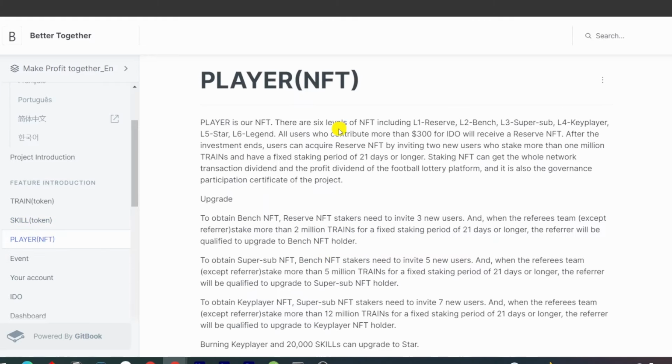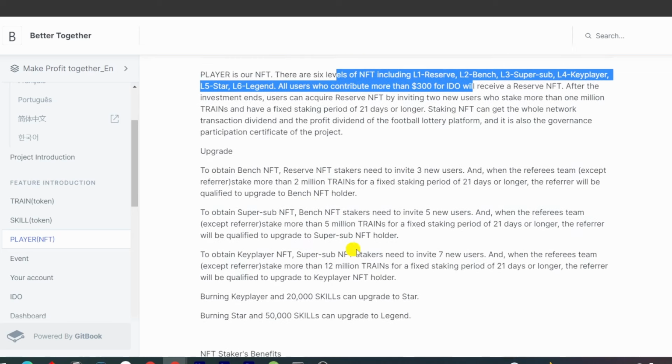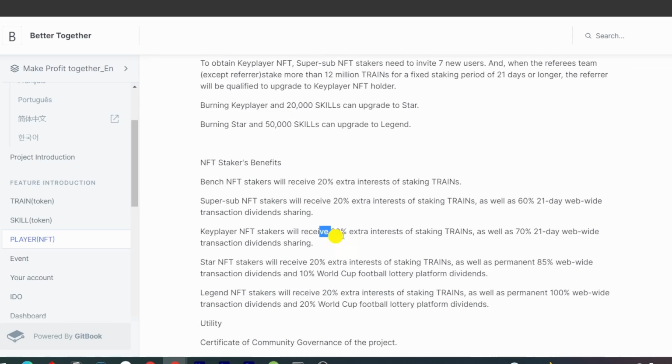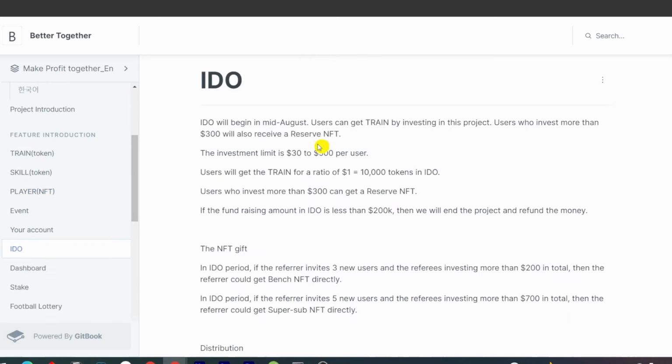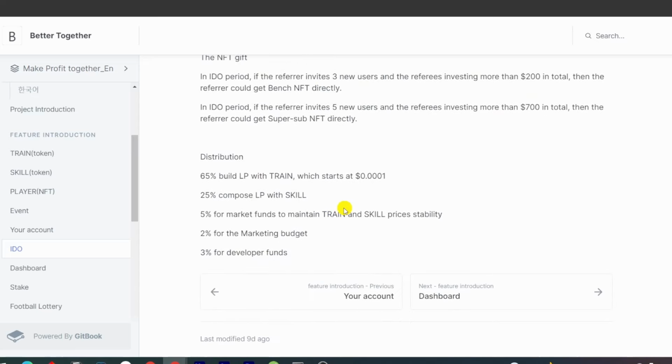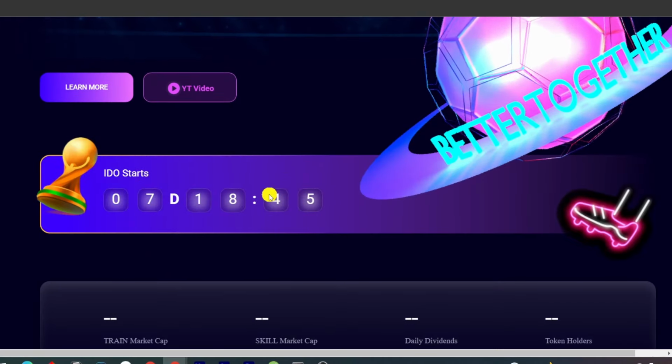The next one is the NFT. The NFT part is also quite valuable because you can upgrade your players, and when you upgrade the players, you get more benefits. In terms of benefits, you will get about 20% extra interest when staking the Train. The higher levels you have, the more rewards you're going to get from the NFT. As for when this whole project is going to launch, it's going to be launching on the 22nd of August. You can check it out right here. So it's coming up next week.